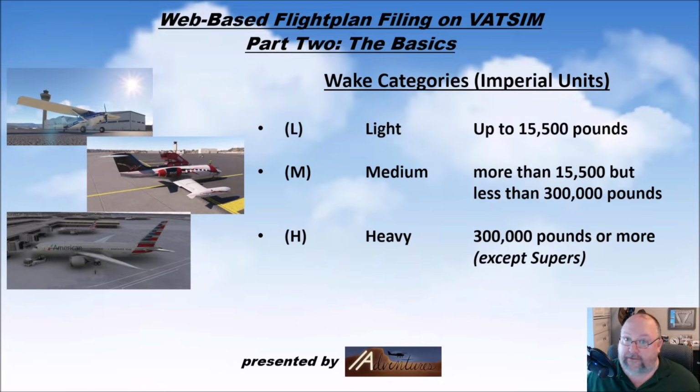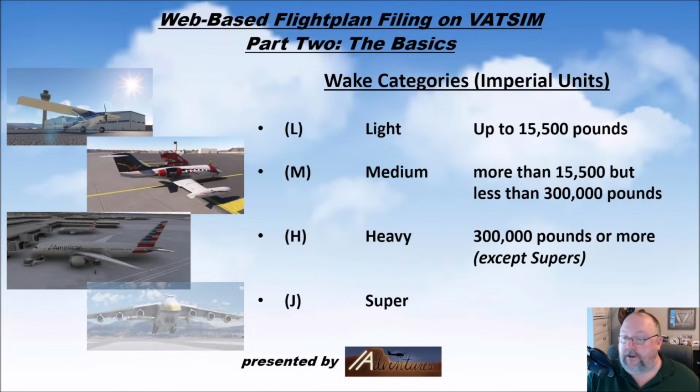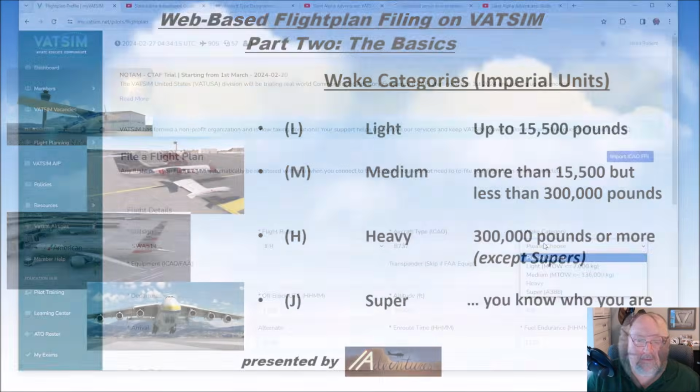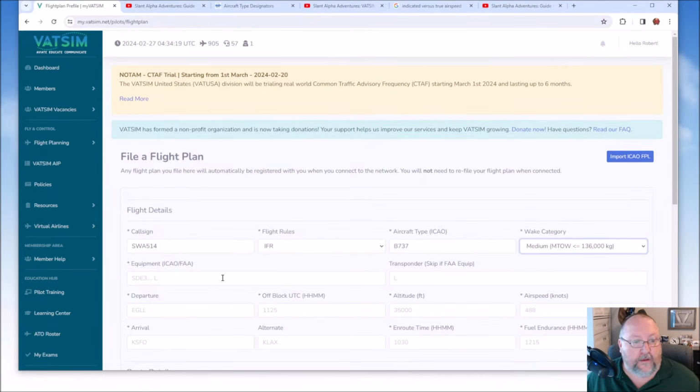Now, if we go back to the web page, you'll notice that the only super it lists here on the drop-down is the A380-800 series. However, we know darn well that there are some legacy types that are also considered super and that aren't in that drop-down, but they are still valid on VATSIM. And we kind of figure if you're flying a super, you know who you are. But anyway, in our case, we're a 737-700. That's going to be a medium.